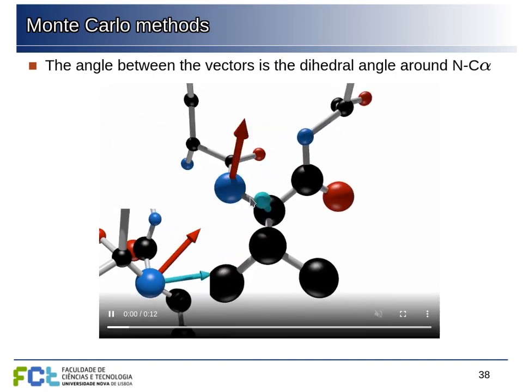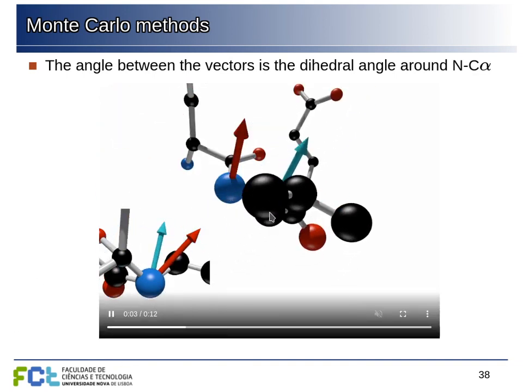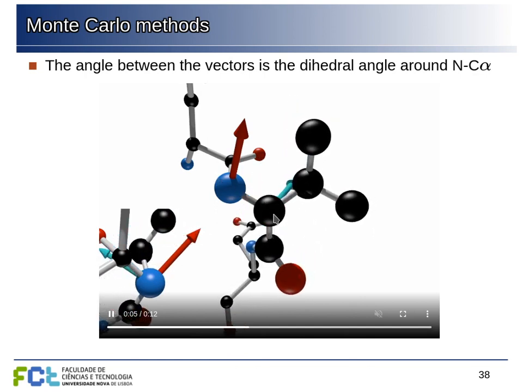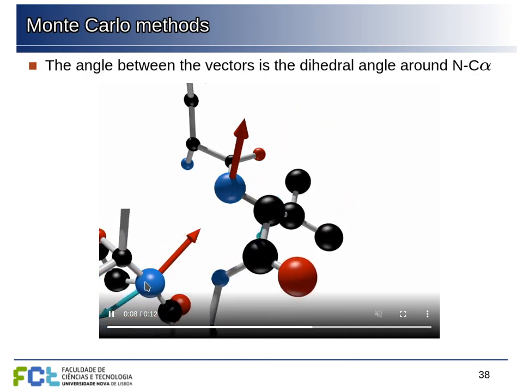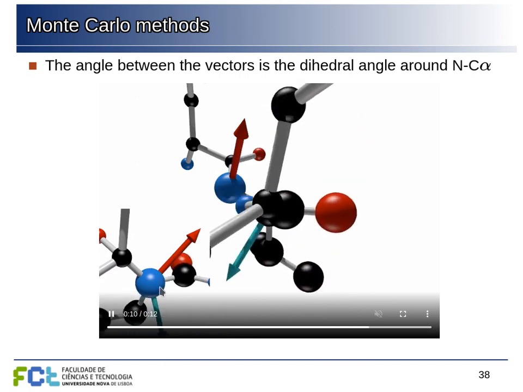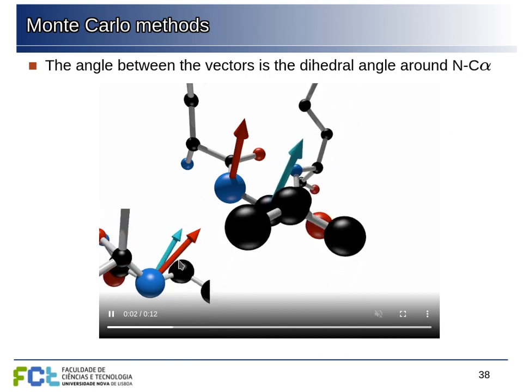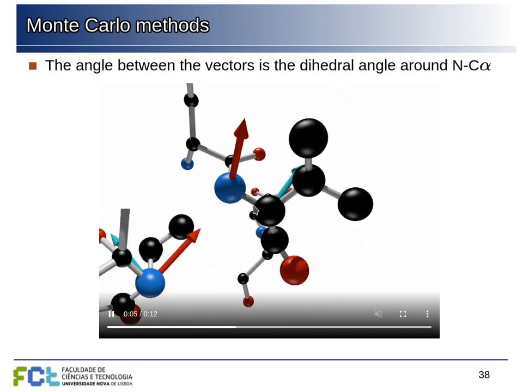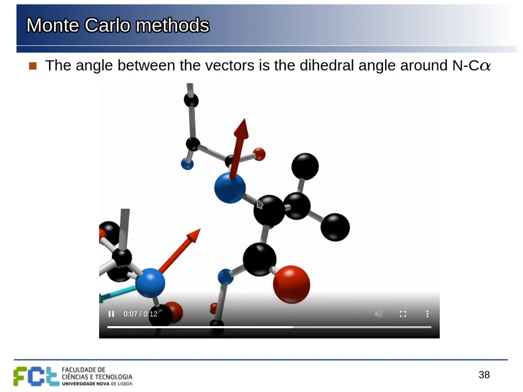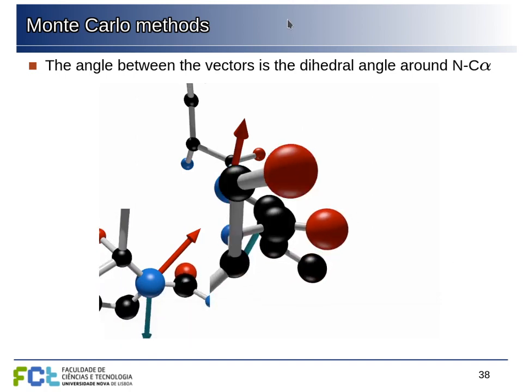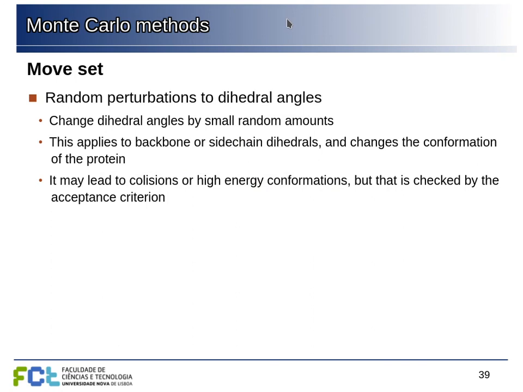So you see we are rotating around the bond between the nitrogen and the alpha carbon. And if we look at this in the direction of this bond here, we can see the angle between the 2 vectors changing. So this is the dihedral angle that we can use to represent rotation around a bond between 2 atoms. So now what we can do is from a structure of a protein, we can do random perturbations to dihedral angles by small amount, and this will change the conformation of the protein.